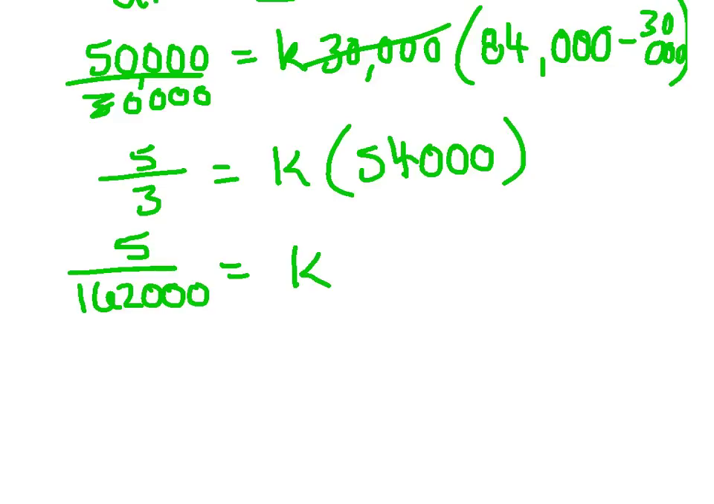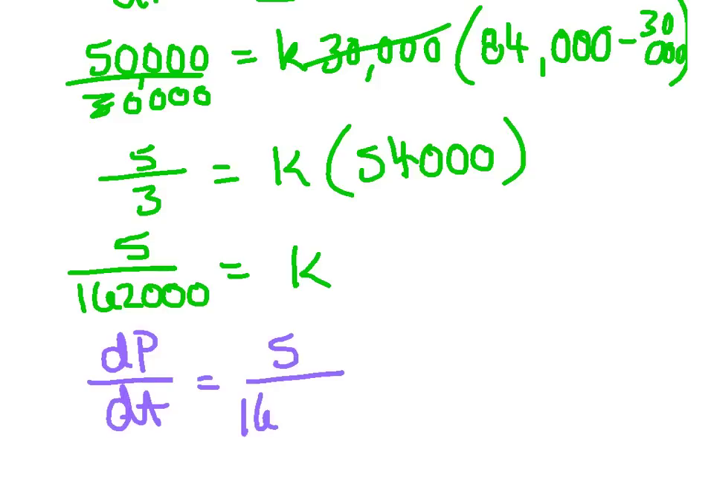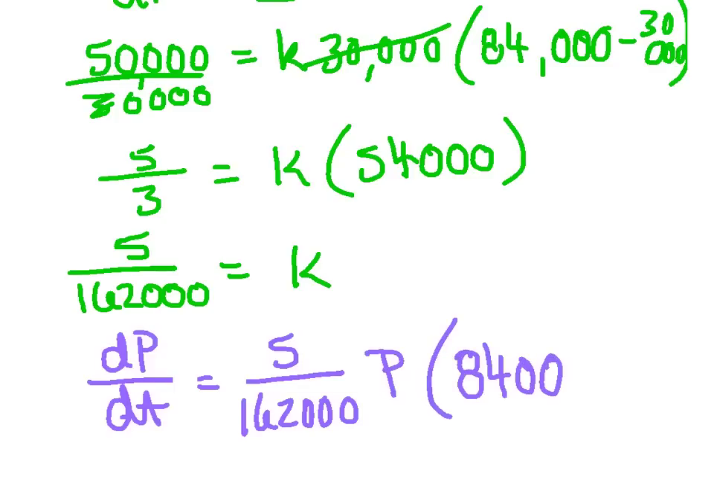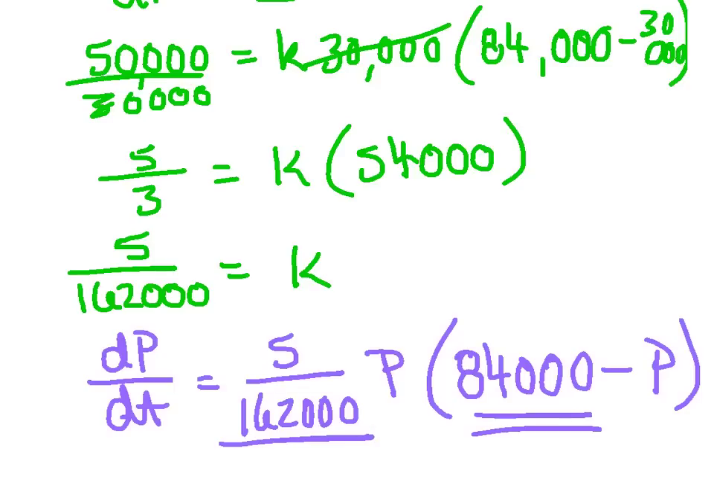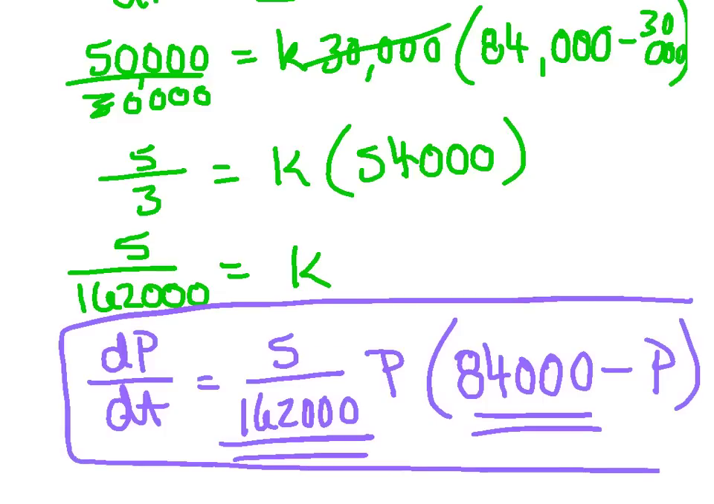And the last thing I need to do is just finish it off and write my equation. So we could say dP/dt is equal to 5 over 162,000. What a glorious number that is. Times P times a carrying capacity of 84,000 minus P. So I nailed my two constants. I found my M, I found my k value, and everything else is a variable. And there we go. There's a logistic model to describe the rate at which people enter the New Orleans Superdome. So there's our first lesson of the week.